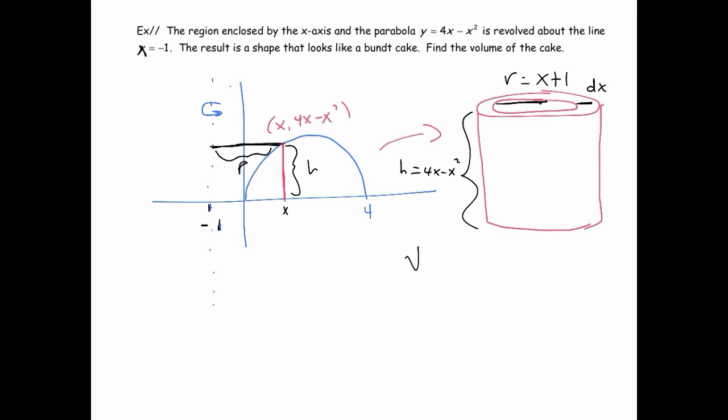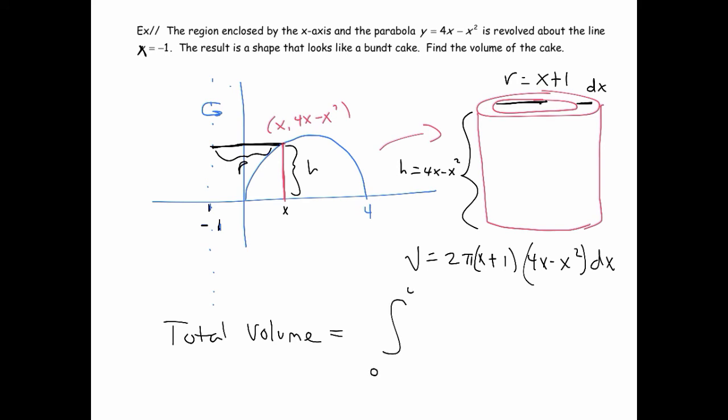So therefore my volume is 2 pi, sorry, 2 pi times x plus 1, it's 2 pi r, times the height 4x minus x squared times dx, and so the total volume is equal to the integral, still from 0 to 4. Focus on the rectangles you're going to be drawing. They start at 0 and go all the way to 4. So from 0 to 4 of this expression.